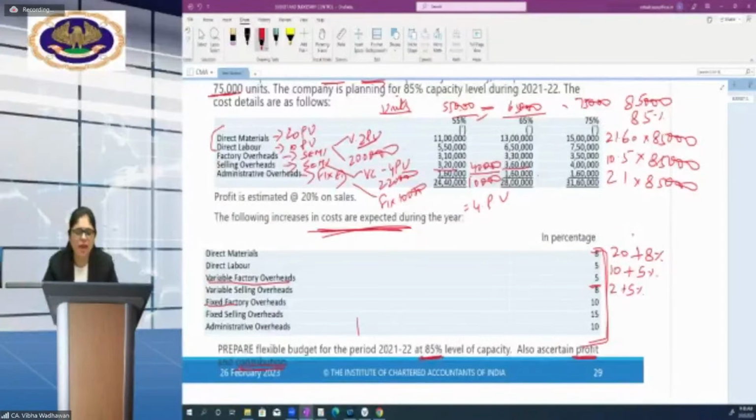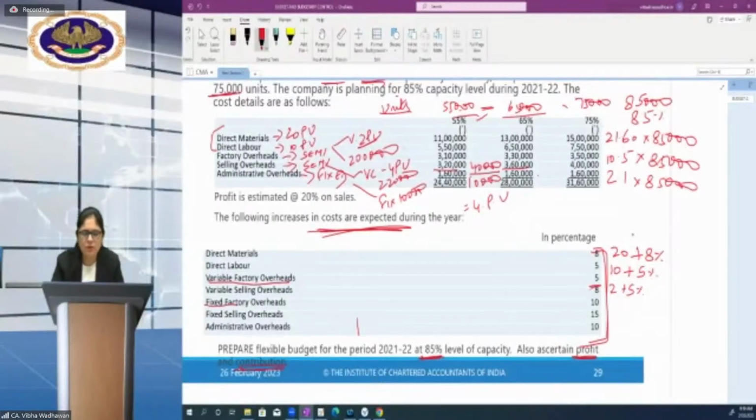Variable. First, we have to do the variable proportion. All right. First, all the variable costs we will take. So direct material was variable, direct labor was variable. From factory overhead, we have split between variable and fixed. We will take variable first. So variable factory overheads, we found out 2 per unit. We will increase by 5% as the costs are expected to increase. So 2 plus 5%.